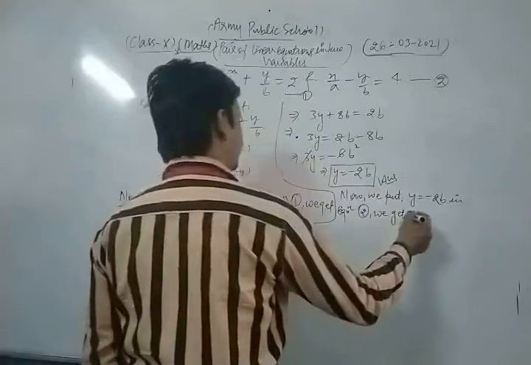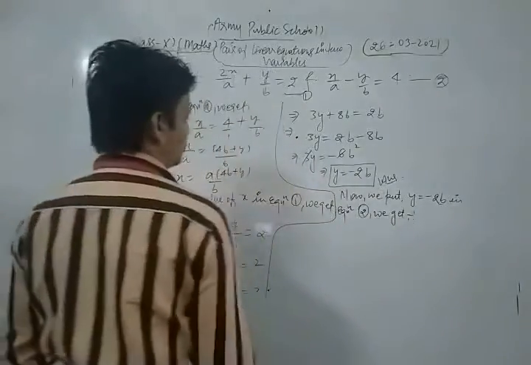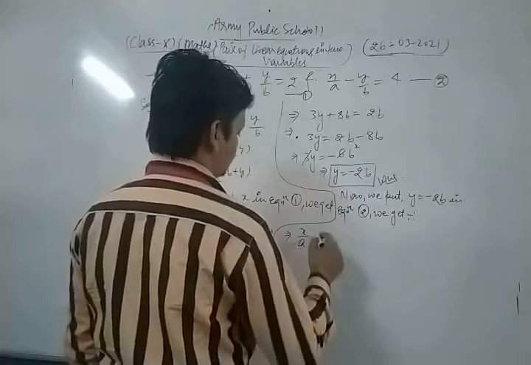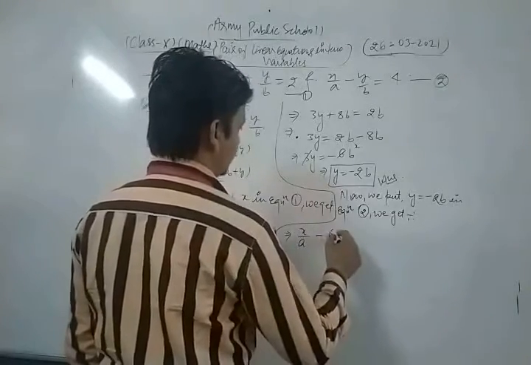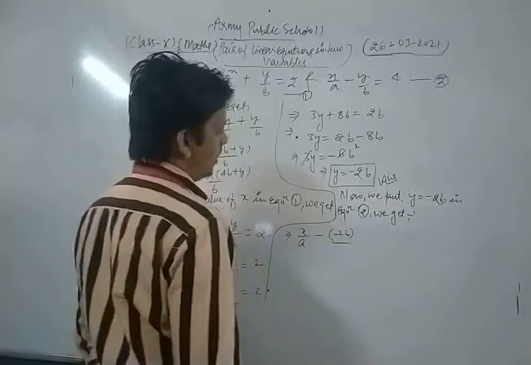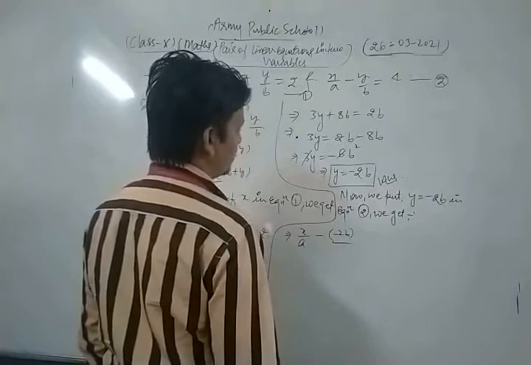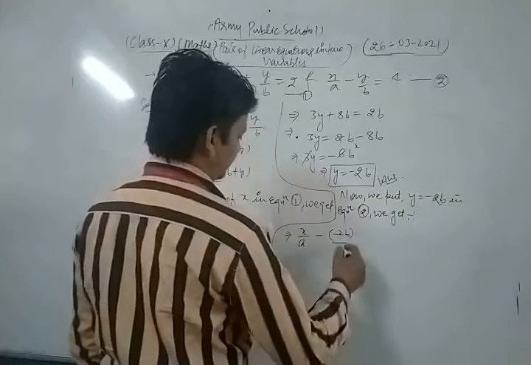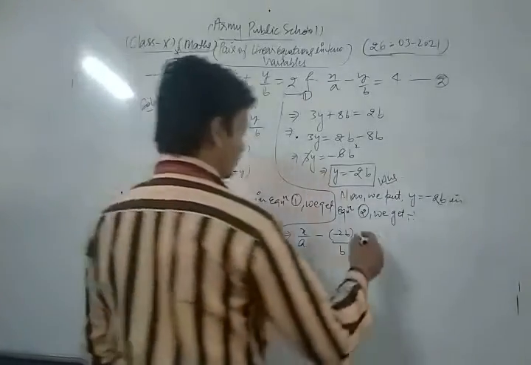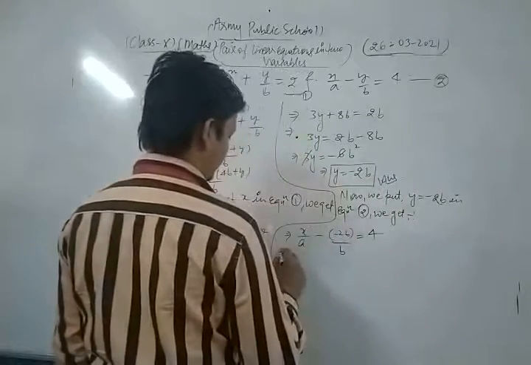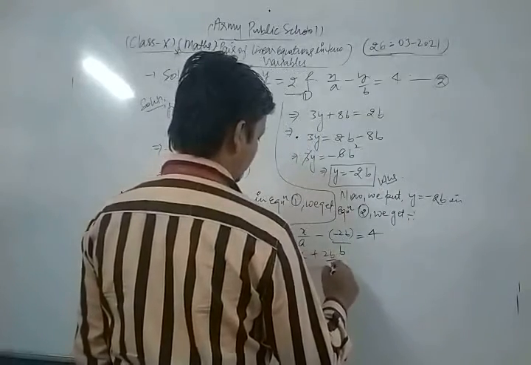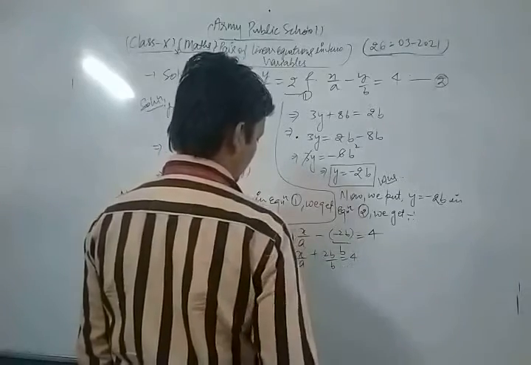We get in equation 2, so we get x upon a minus y means minus 2b upon d, minus 2b upon d. Okay? Equal to 4. So we get x upon a, this is plus 2b upon b is equal to 4.